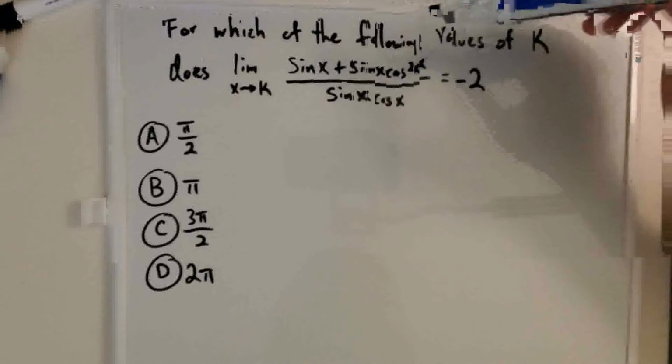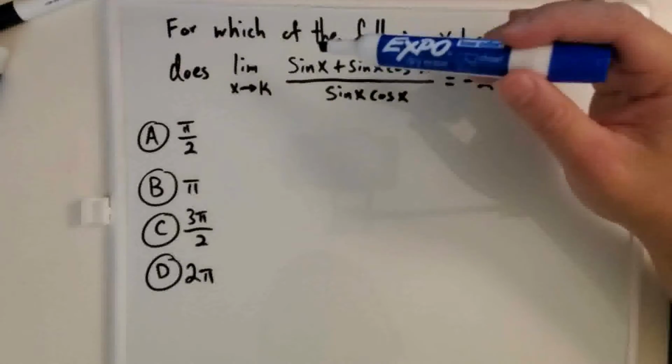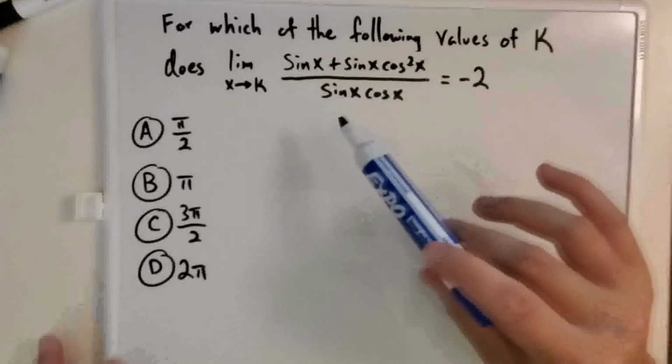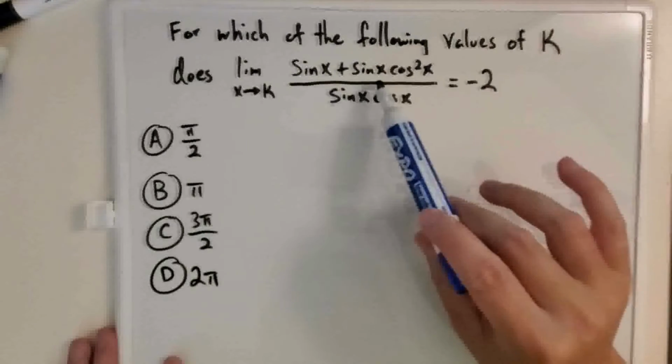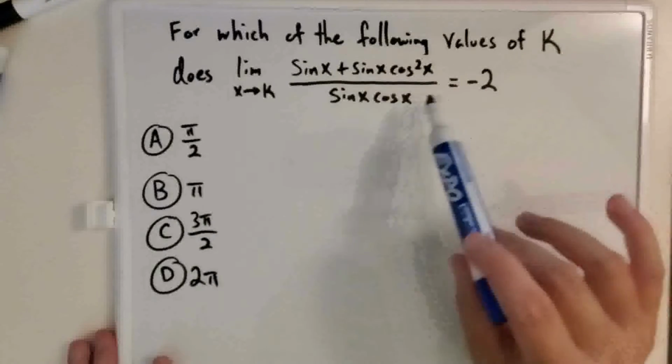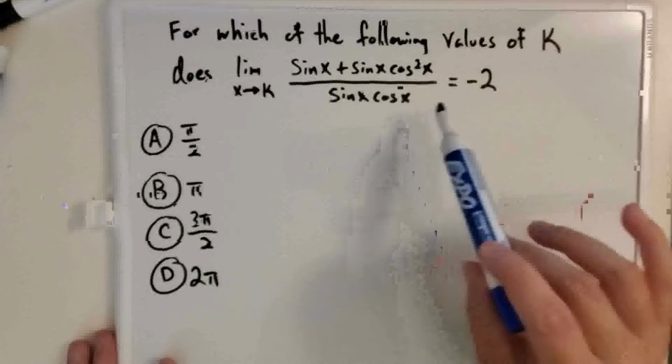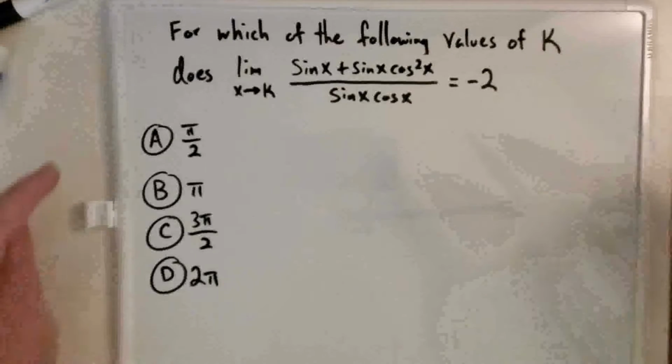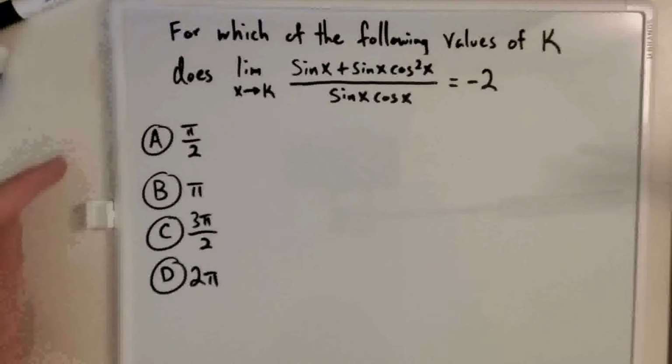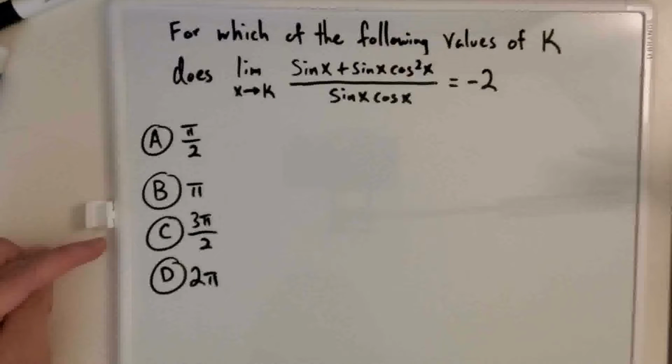For which of the following values of k does the limit as x approaches k of (sine x plus sine x cosine squared x) all over (sine x cosine x) equal -2? So we have our following choices. A is pi over 2, B is pi, C is 3 pi over 2, and D is 2 pi.